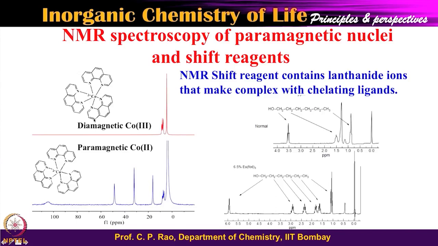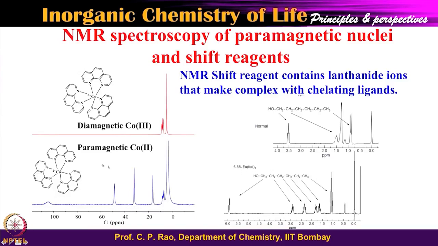On the other hand, instead of cobalt 3 plus, you take cobalt 2 plus. All that you have is just one electron difference, so now it is a d7 system, and the d7 system results in a paramagnetic cobalt 2 plus center. The coordination is the same kind of thing, but that will shift the proton resonances to even 100 ppm. So it goes from a very small region within 10 ppm to about 100 to 110 ppm, as you can see.